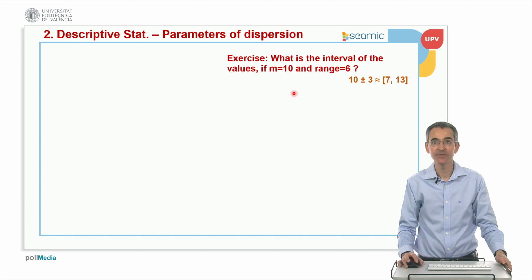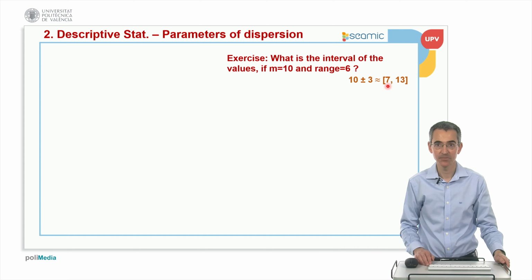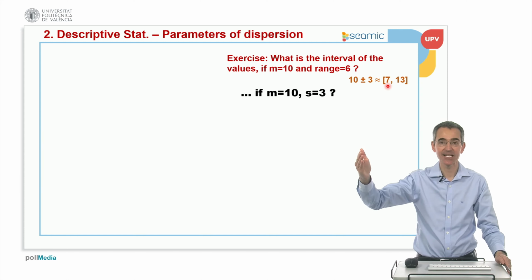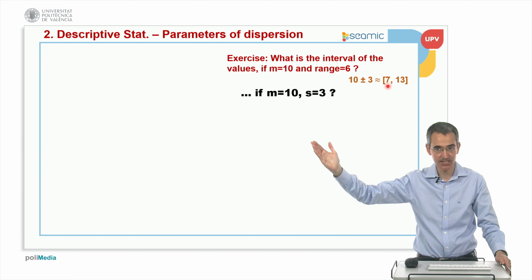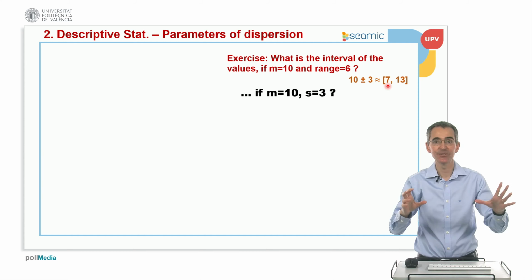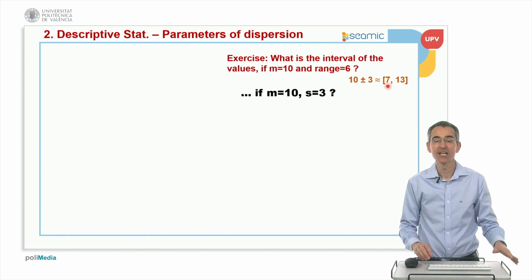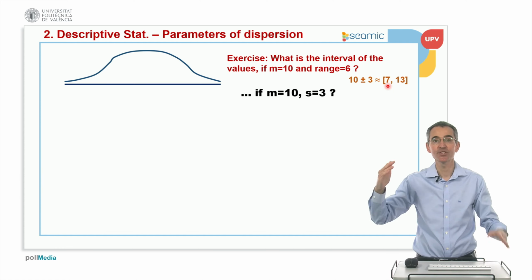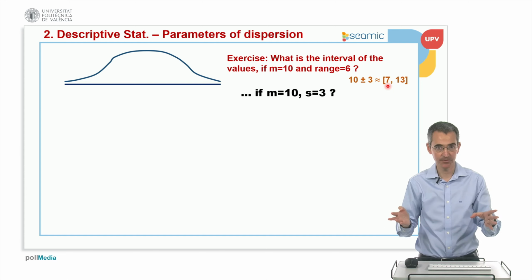Okay, so if I have the average and I have the range, I can know more or less the minimum and the maximum. So it is very useful. But what happens if I have the average and I have the standard deviation? Is it also possible to have an idea about the minimum and the maximum? Well, the answer is yes. But for this, we have to assume a particular kind of distribution.